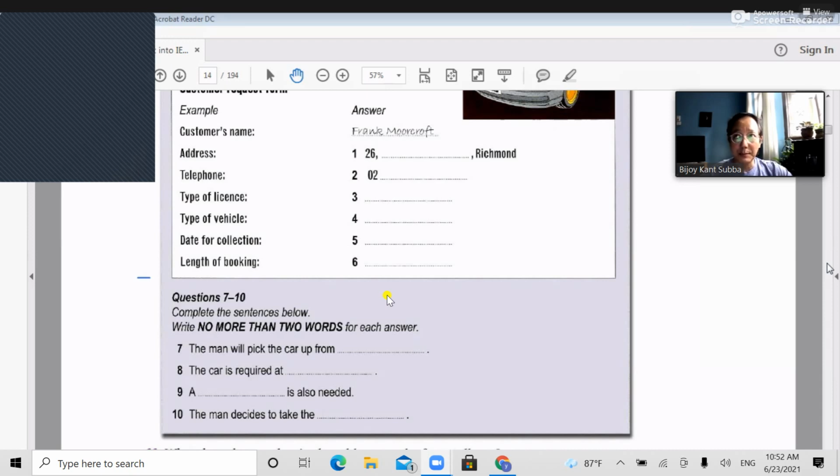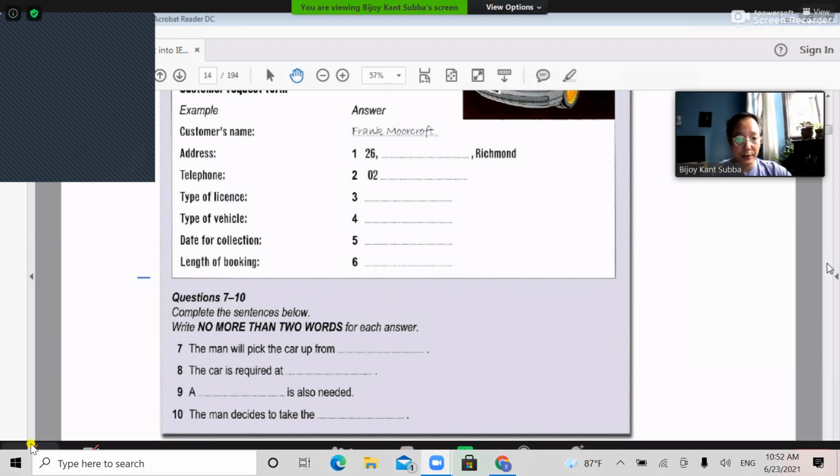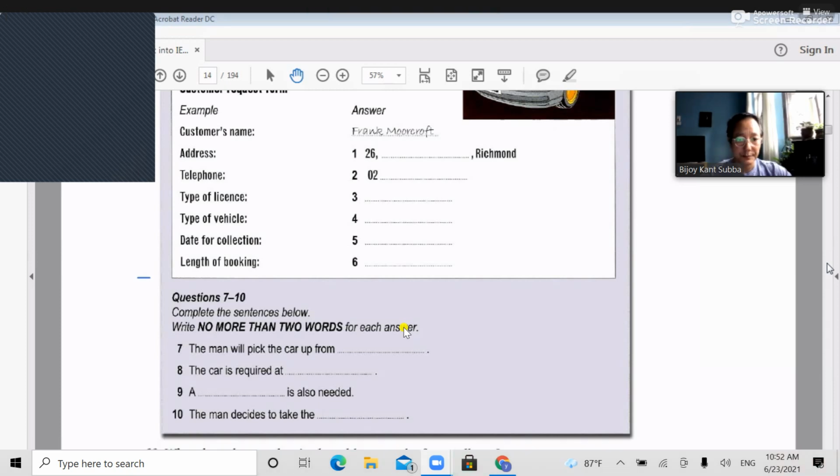Okay, the man will pick up the car from the airport. Airport, capital A, no, lowercase, because it's a common noun. The car is required at lunchtime. Now, how do you write lunchtime? Separately or one word? Separately. Number 9, a blank is also needed.